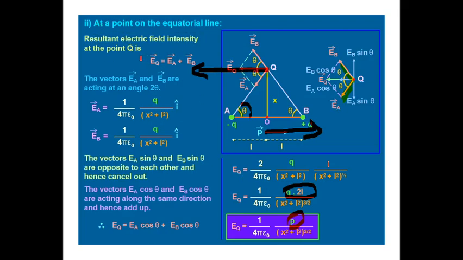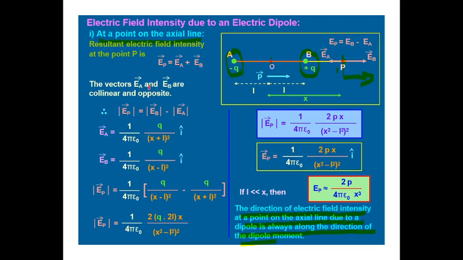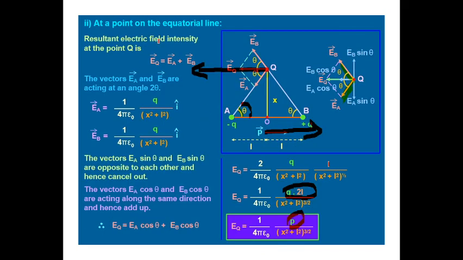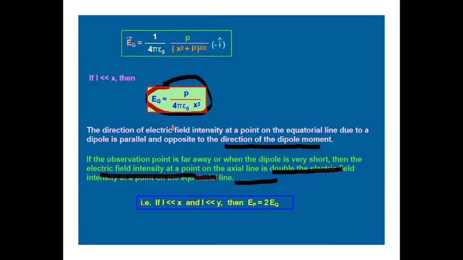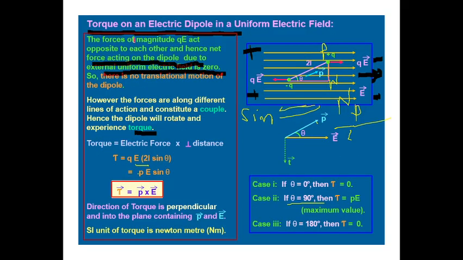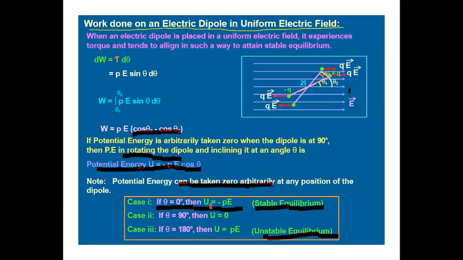Then electric field intensity is calculated due to the dipole at an axial line as well as the equatorial line. Then torque: when a dipole is placed in an electric field, it experiences a torque. The amount of torque on the dipole in an electric field is equal to p E sine theta, which is maximum or minimum at certain angles.